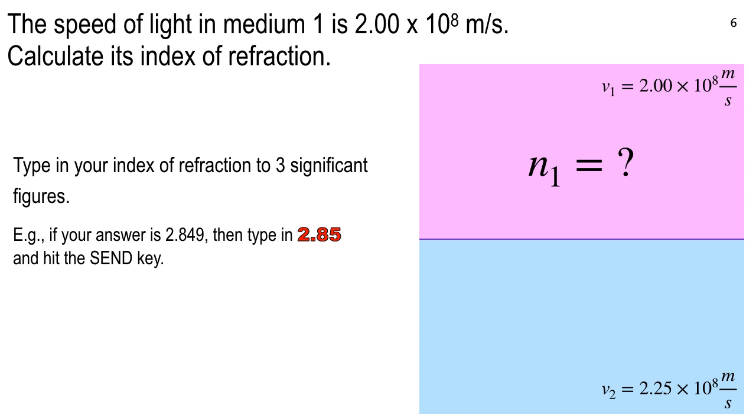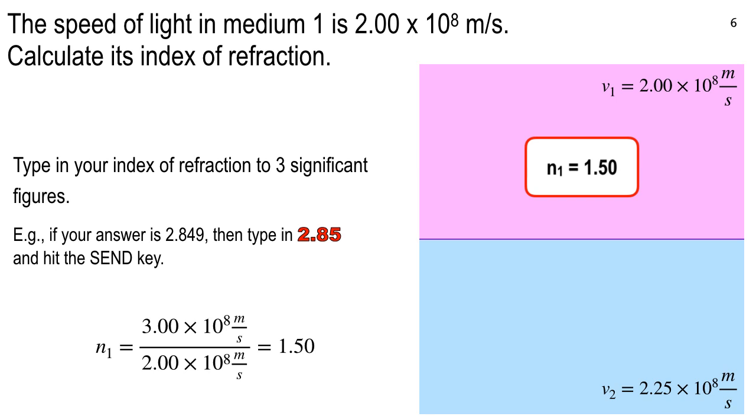Yeah, this is looking pretty good. The index of refraction is 1.5. So now that's for this medium up here. Here's the calculation. A few of you got it wrong. There it is, just 3.00 divided by the speed of light in medium 1. All right, now let's try another one.